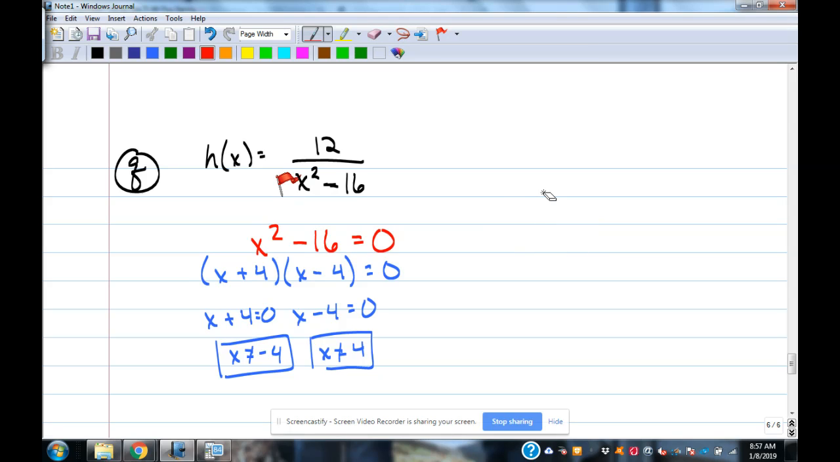we have two restrictions on our domain. So that means there's two numbers that we've got to leave out. The set notation for domain, that's the easy one. x, as long as x does not equal -4, comma, +4.